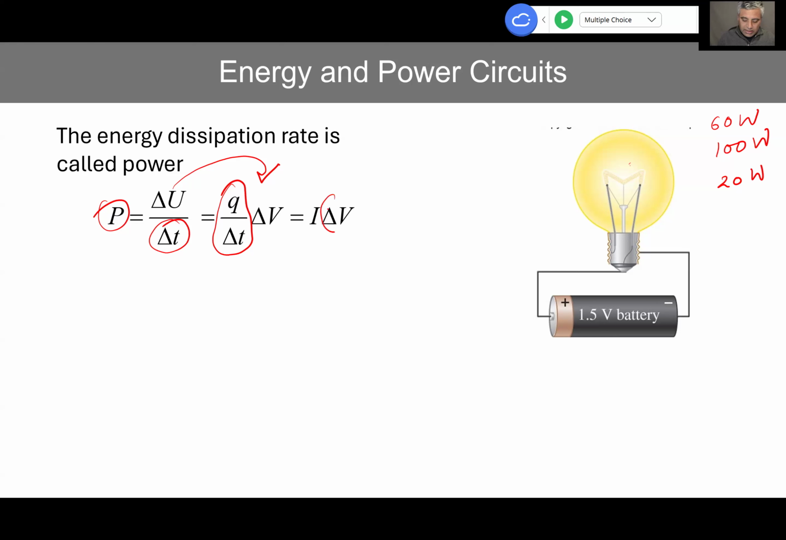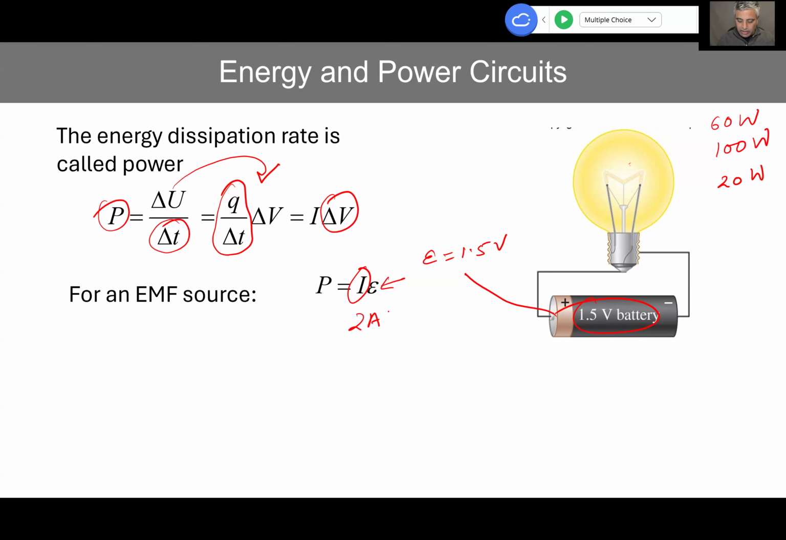If we are using EMF for delta V, like this battery, then we can say it is current times the EMF of this battery. So let's say for this battery, the EMF is 1.5 volt. Okay, so if there are 2 ampere current flowing through this light bulb, then we multiply these two numbers. So it's going to be 3 watts. So power consumption is 3 watts.